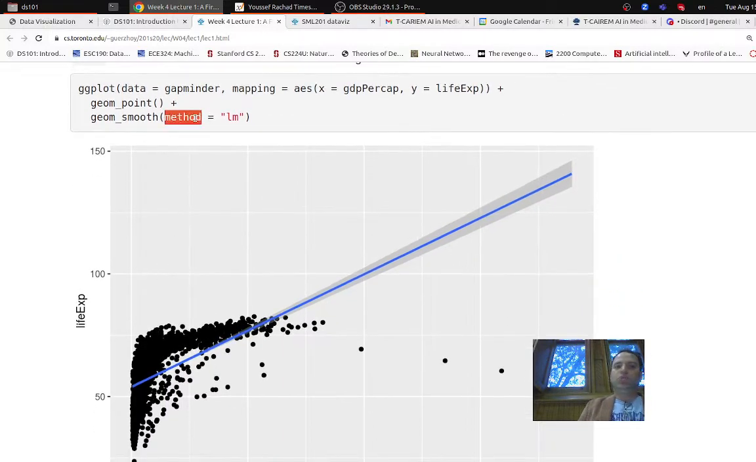So here we're using a different method for drawing the smooth line. Specifically we say lm. lm stands for linear model, and that just draws a straight line. And as you remember from last time, drawing a straight line is not a great idea for this data. So it looks kind of like this.